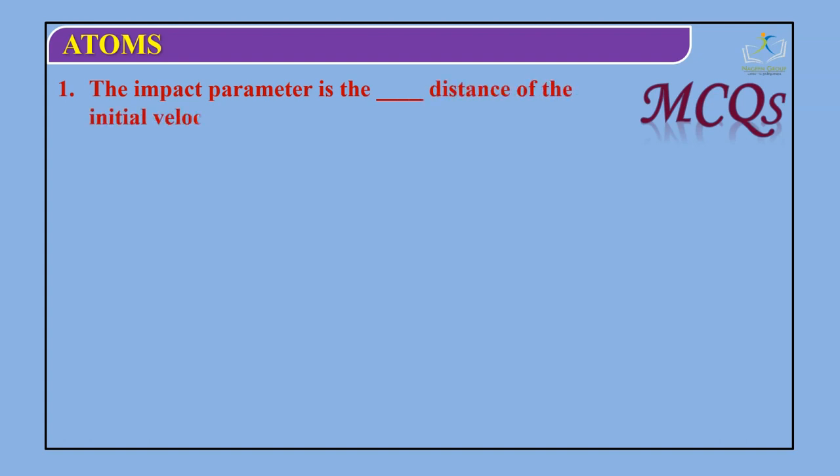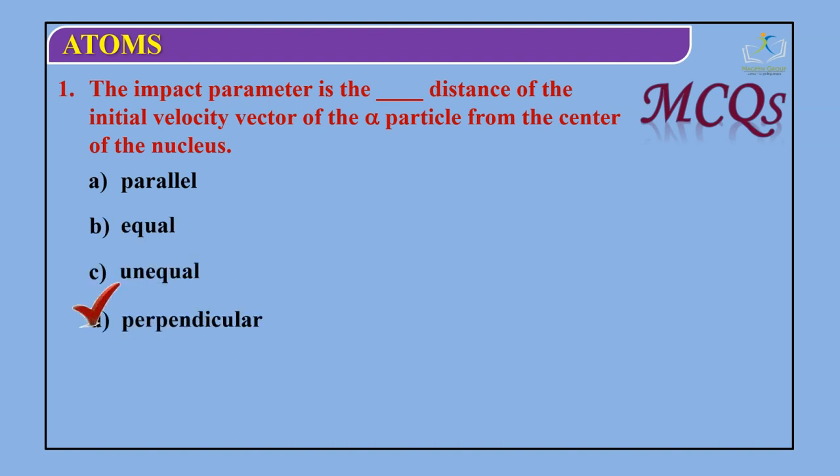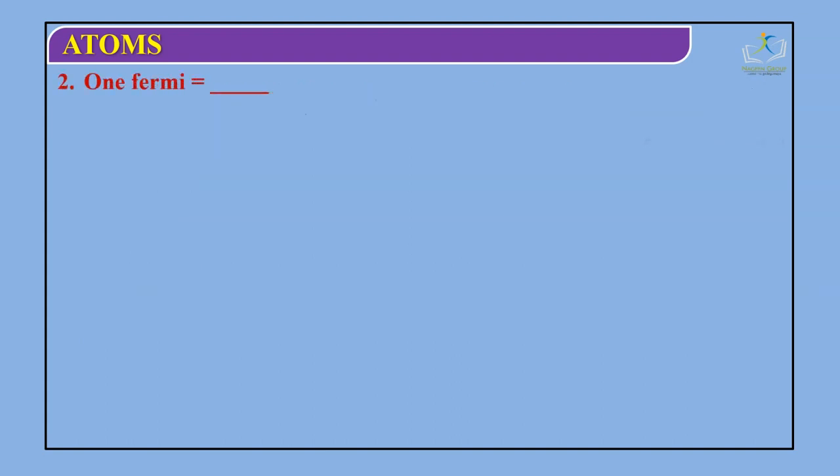Now let's move to some questions. The impact parameter is the dash distance of the initial velocity, final velocity or velocity of the alpha particle from the center of the nucleus: parallel, equal, unequal, perpendicular. The correct answer for this question is perpendicular. Next, 1 Fermi is equal to 10 to the power minus 9, 10 to the power minus 11, 10 to the power minus 15, or 10 to the power minus 16 meter. A few seconds before, we discussed this topic. So 1 Fermi is equal to 10 to the power minus 15 meter.